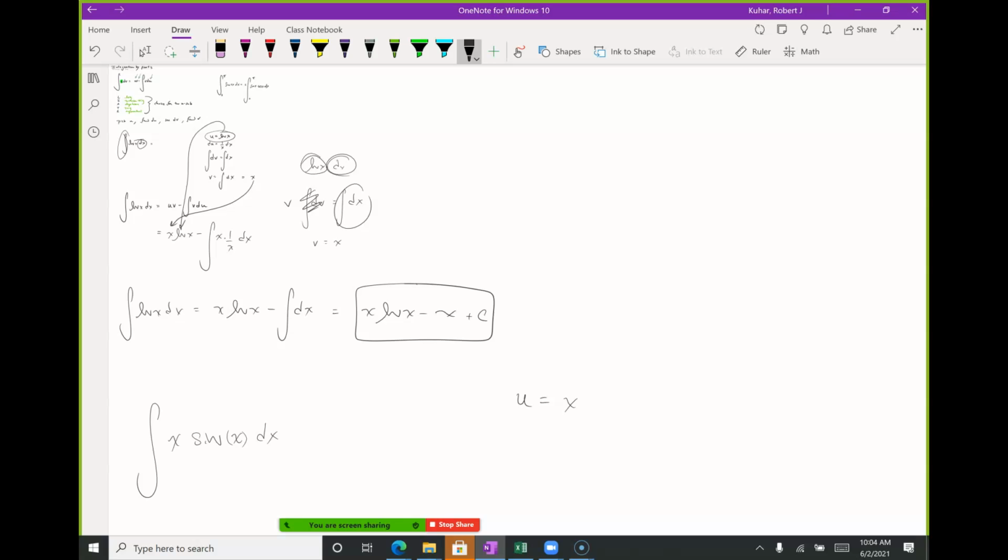And that means find du, and then v is the integral of sine x dx. On your mark and set, go. I'll be right back.